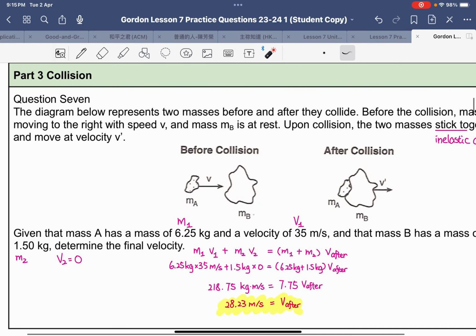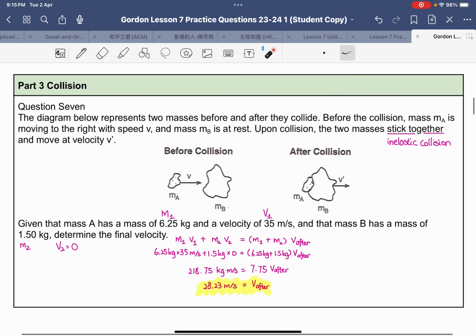Part 3, collision. So for collision, if we look at this question, you would notice it is an inelastic collision scenario because you have a mass hitting another mass and then both of them move together with a single velocity in the same direction. So we're going to use this equation, which is the inelastic equation.